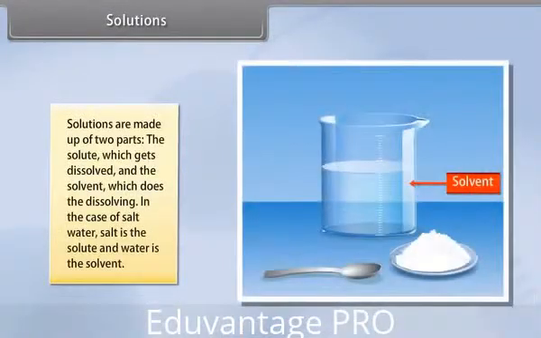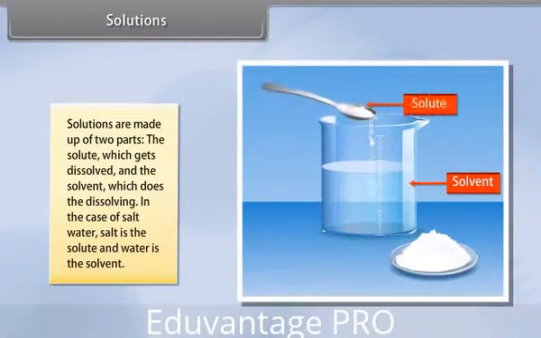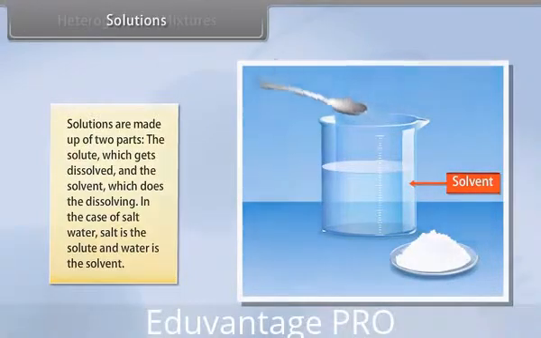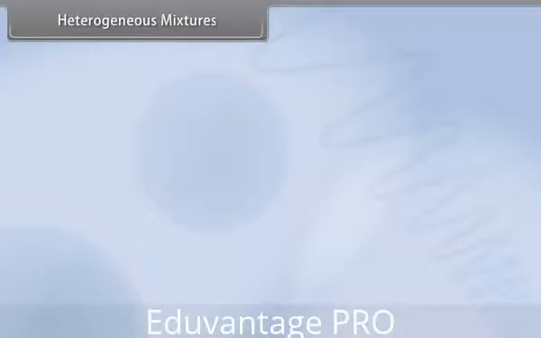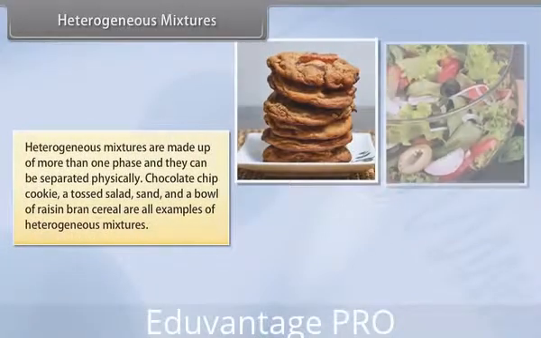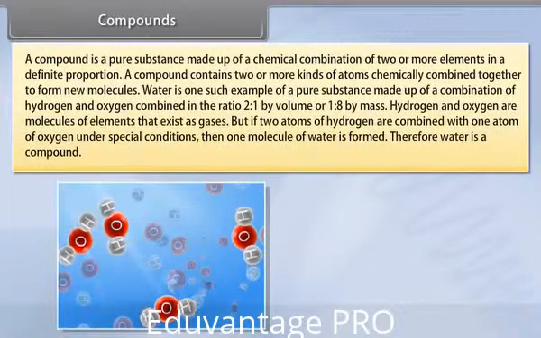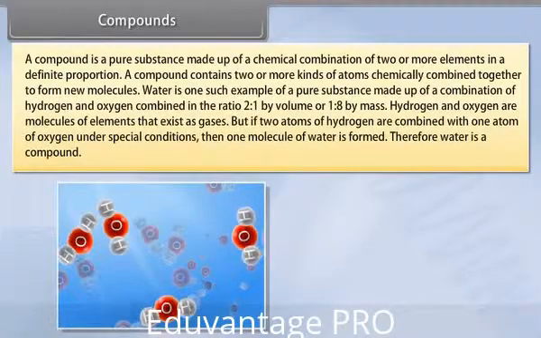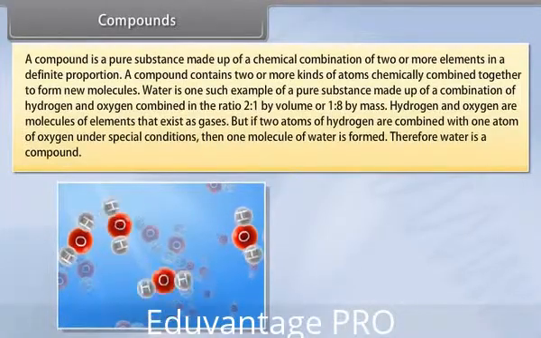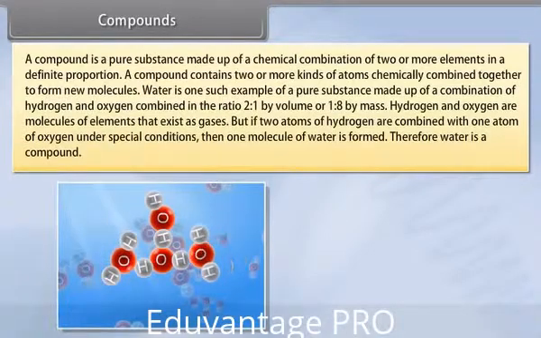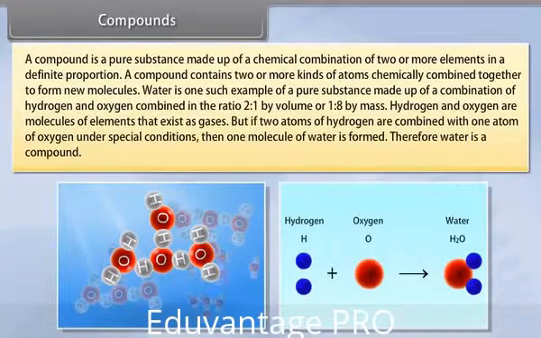Solutions are made up of two parts: the solute, which gets dissolved, and heterogeneous mixtures. Heterogeneous mixtures. Compounds. A compound is a pure substance made up of a chemical combination of two or more elements in a definite proportion. A compound contains two or more kinds of atoms chemically combined together to form new molecules. Water is one such example of a pure substance.